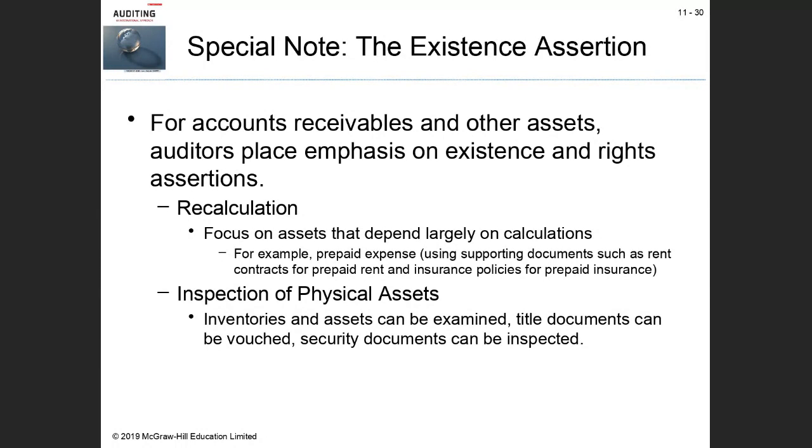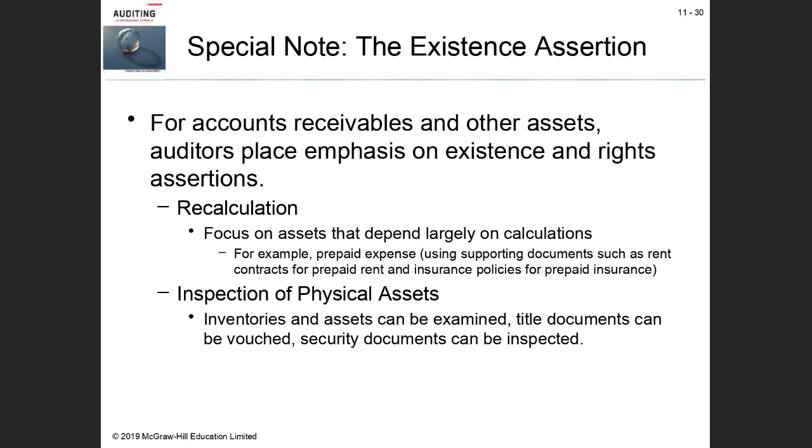Because for accounts receivable, for example, does it exist? And then even if it exists, do we have the right to the money when it comes in? Or does that money, for example, have to go to the bank? If the money has to go to the bank, we should indicate in the financial statements that the accounts receivable are used as security for a bank line of credit. Because that means when we collect the account receivable, the money has to go to the bank. We don't get to keep it in our own bank account.